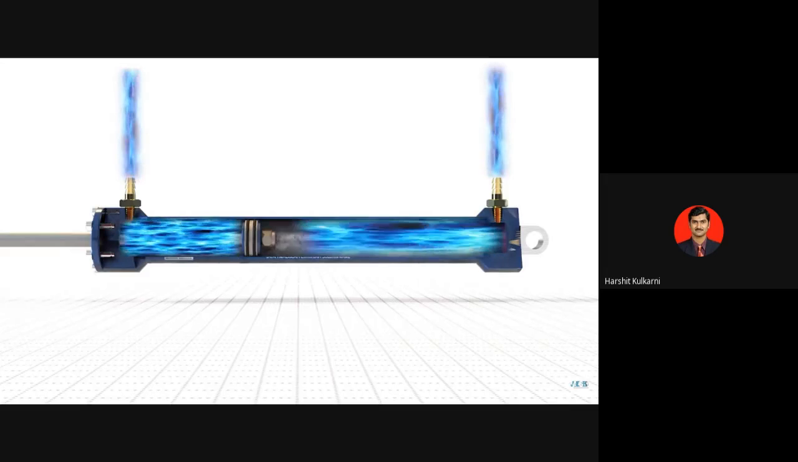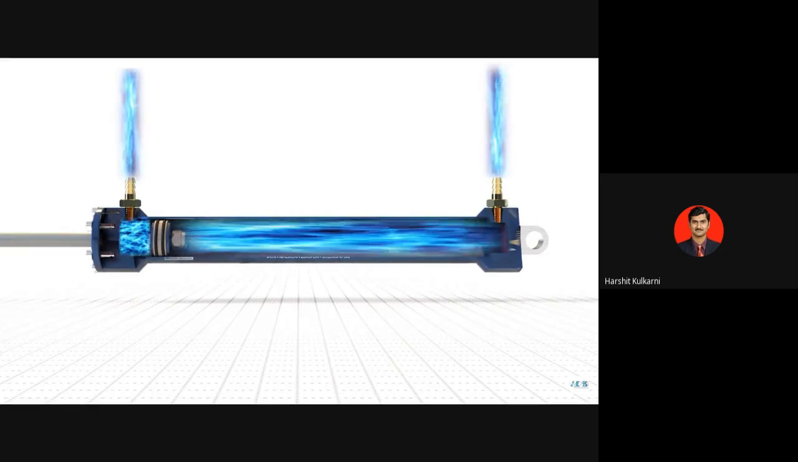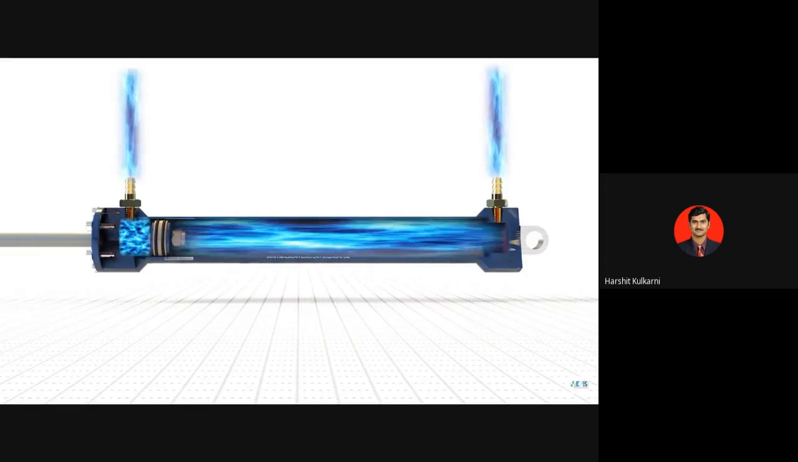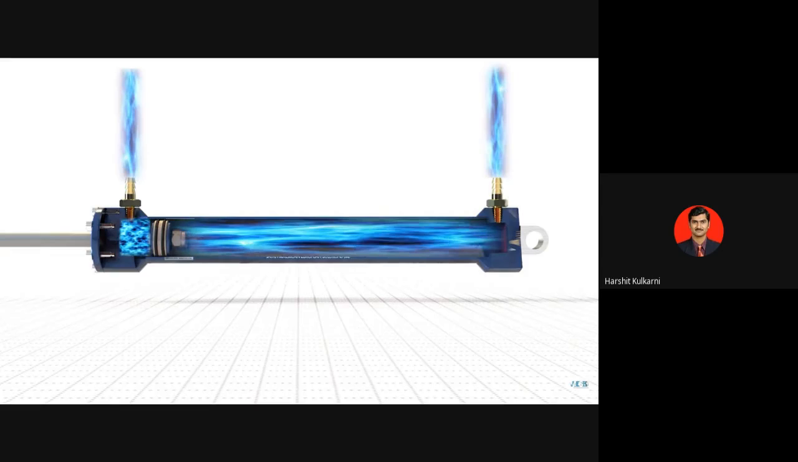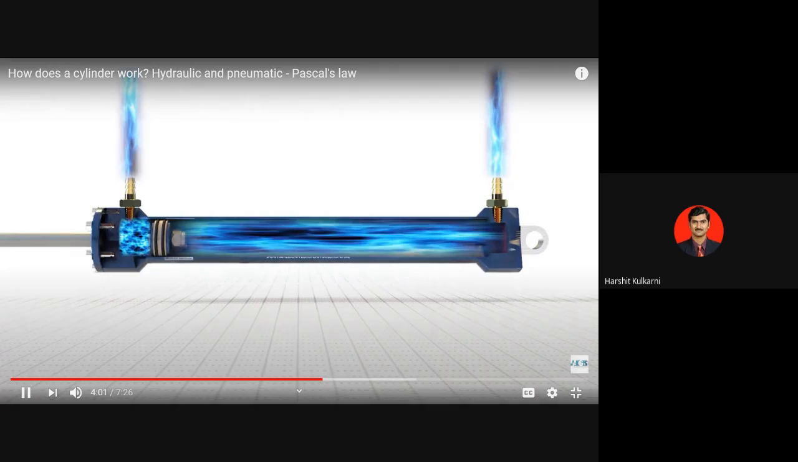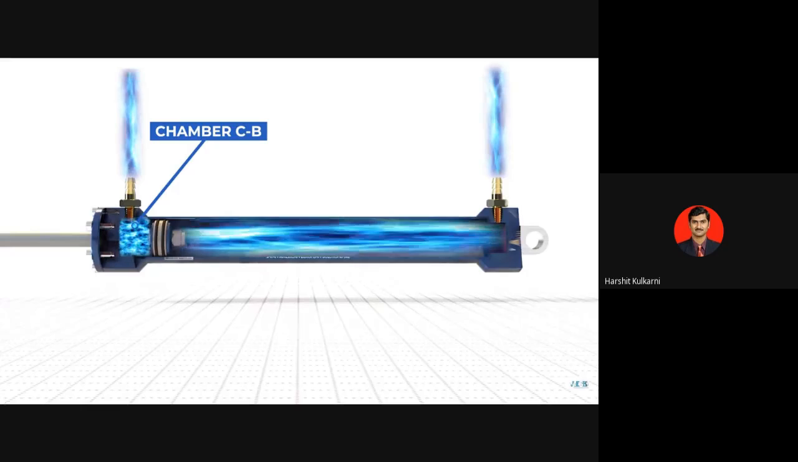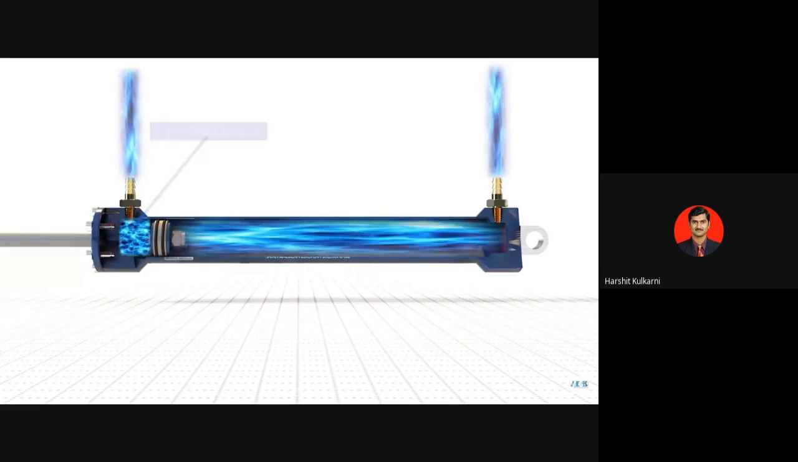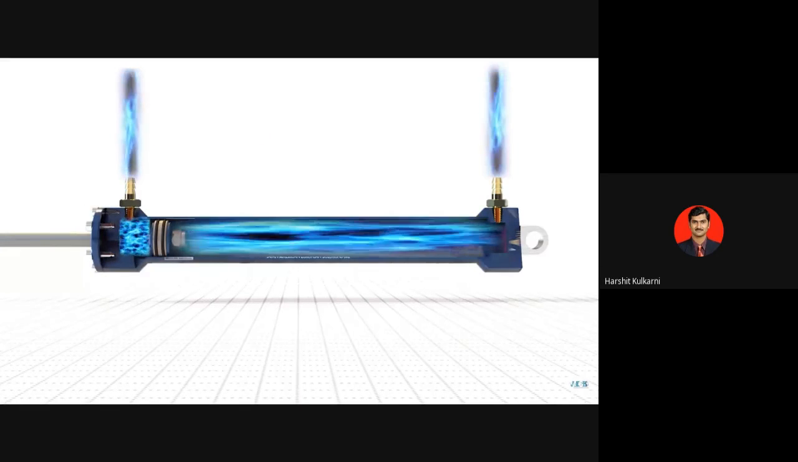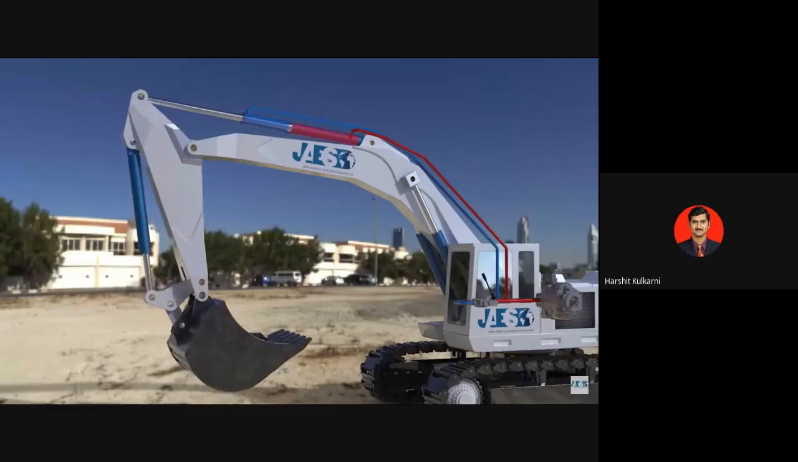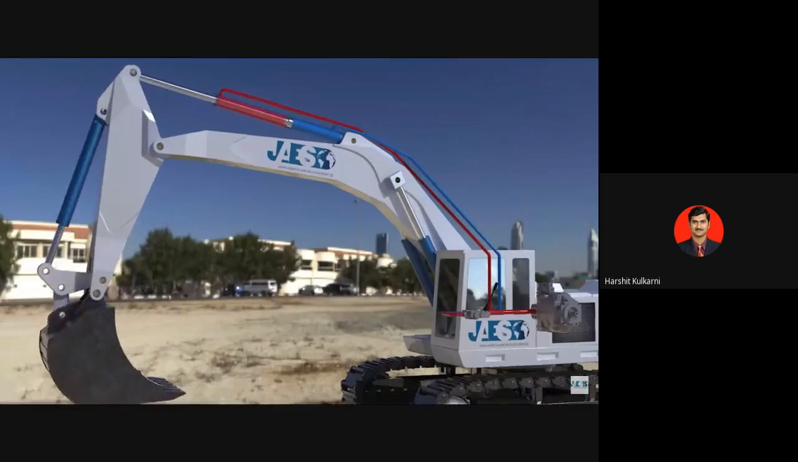The piston is the only moving part inside the cylinder, so when the pressure rises inside the cylinder, the piston will begin to move. At the same time, it pushes the liquid into the chamber C-B, which, exiting the cylinder, will have lower pressure. Here we can observe the hydraulic cylinder functioning on this digger.